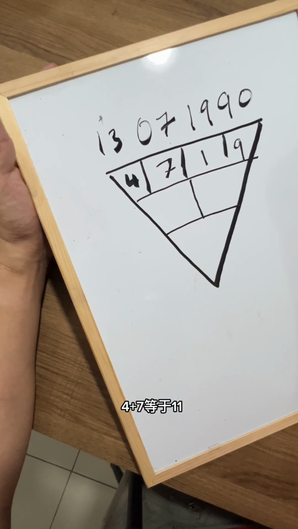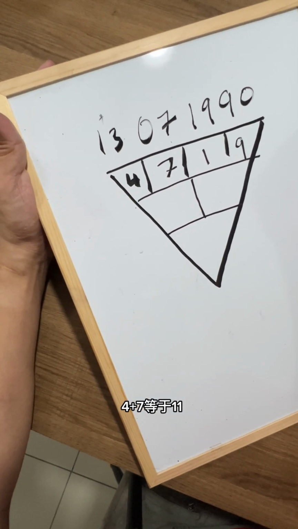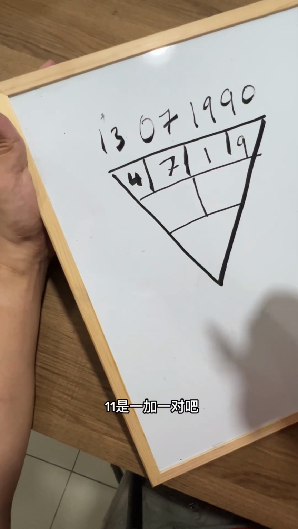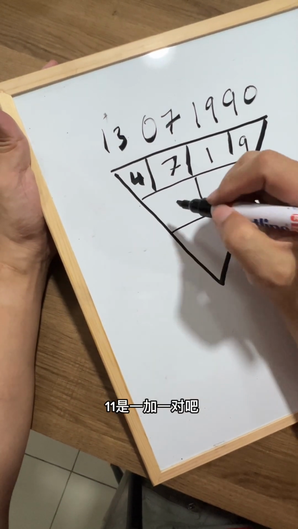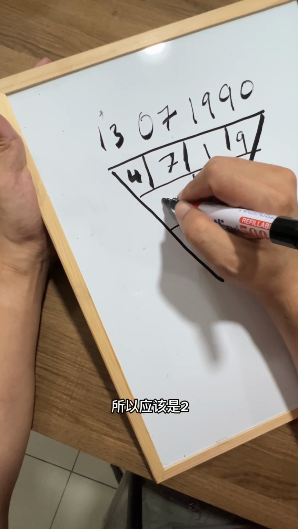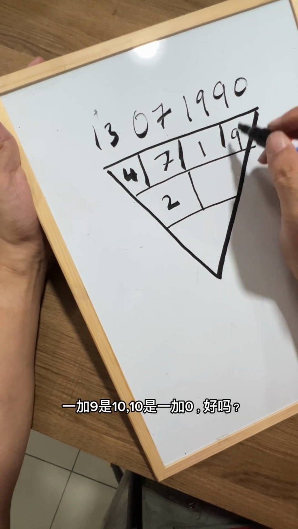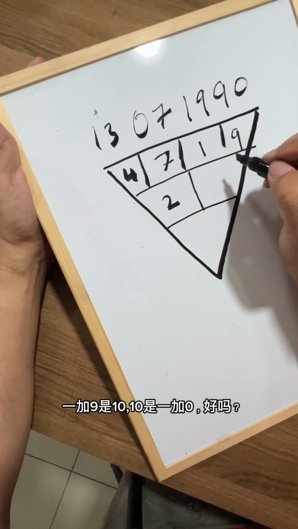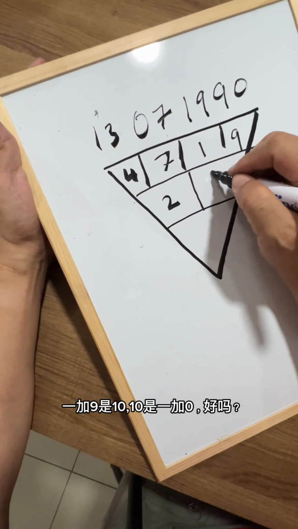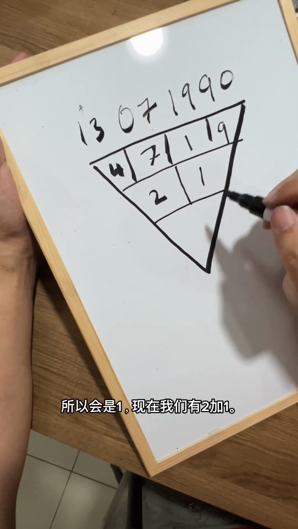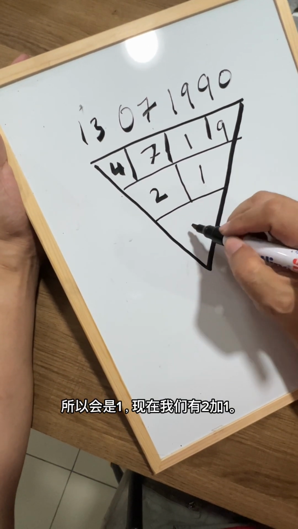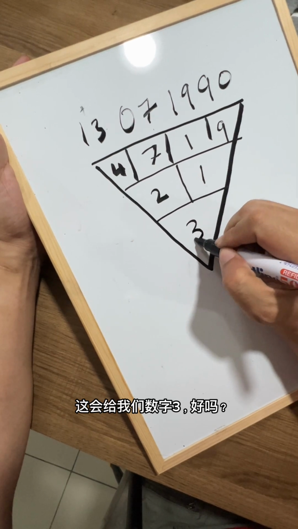4 plus 7 is going to be 11. 11, it's 1 plus 1, right? So it's going to be 2. 1 plus 9 is going to be 10, and 10 will be 1 plus 0. Right, so it's going to be 1. And now we have 2 plus 1. That's going to give us the number 3.